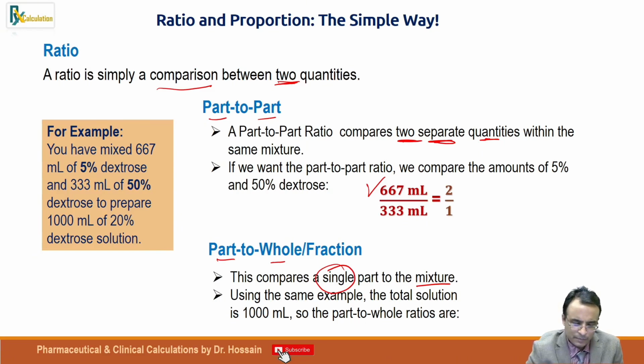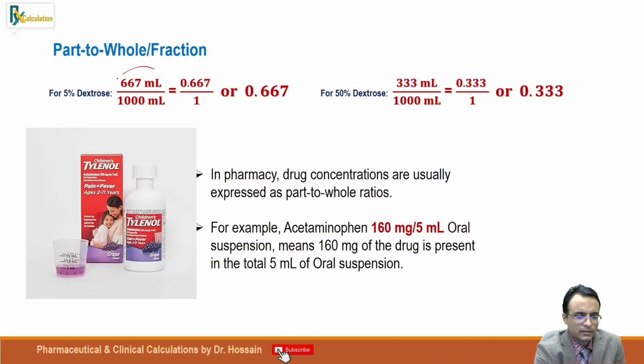We can use the same example to calculate part to whole ratio. Whole means the mixture, and part means each single item in the mixture. We have used two different concentrations, 5% and 50%. That means you will get two different ratios. First, you need to compare 5% with the total. Then you can also compare 50% with the total. The total solution is 1000 milliliter. So the part to whole ratios are 667 milliliter over 1000 and 333 milliliter over 1000.